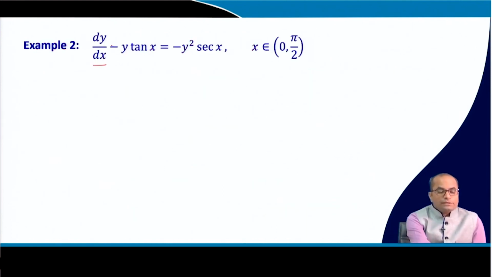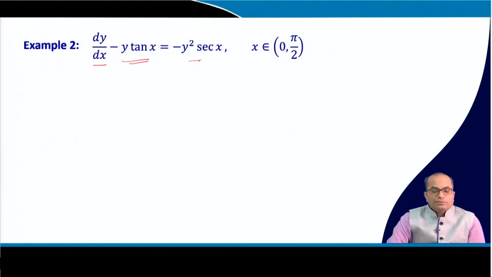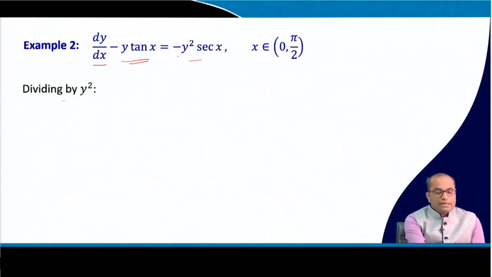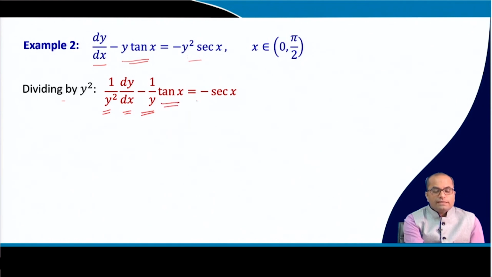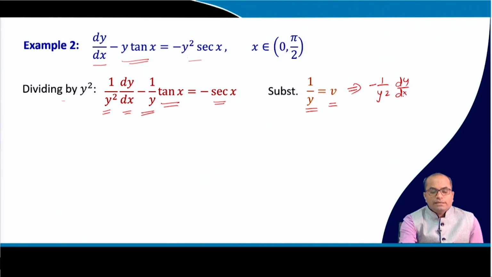So, another equation: dy over dx minus y tan x, and the right hand side we have minus y square sec x. Here if we divide by y square, what will happen? So, we have 1 over y square dy over dx minus 1 over y tan x is equal to minus sec x. Here also if we take this 1 over y as v, then its derivative will be 1 over y square with minus sign, and dy over dx, this will be dv over dx.